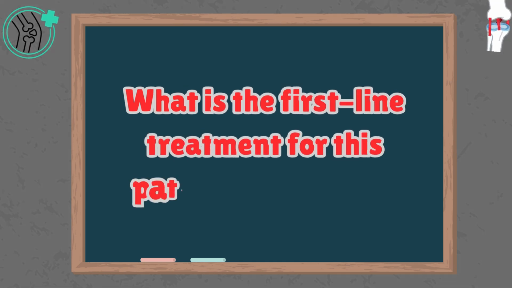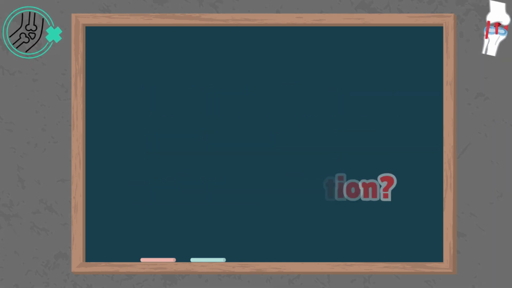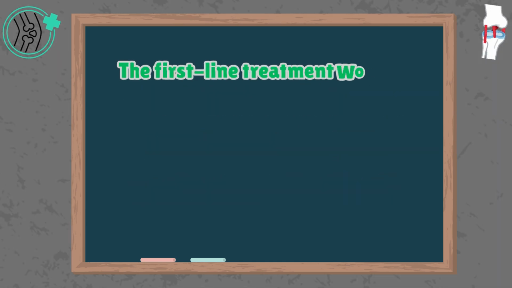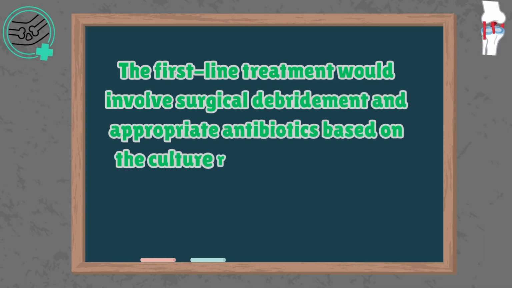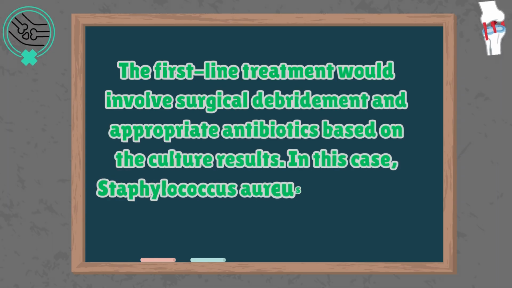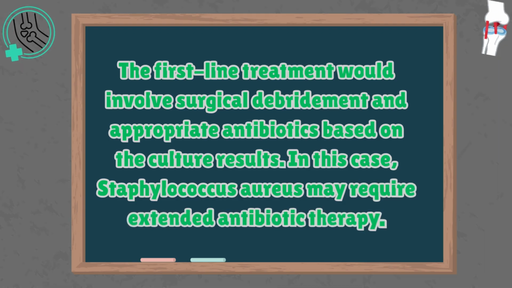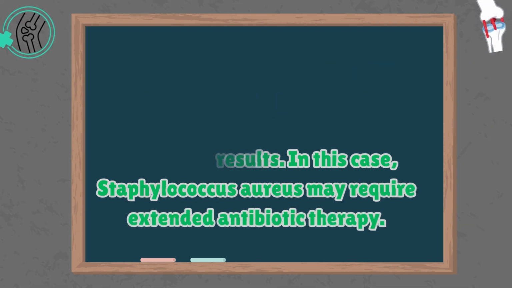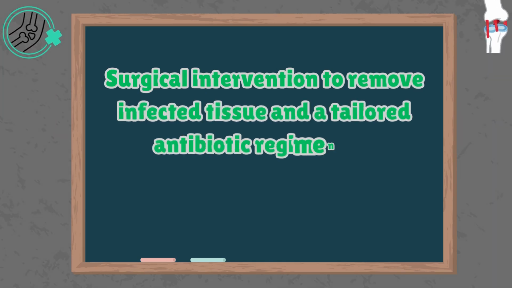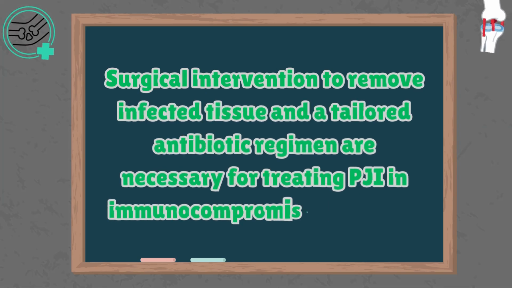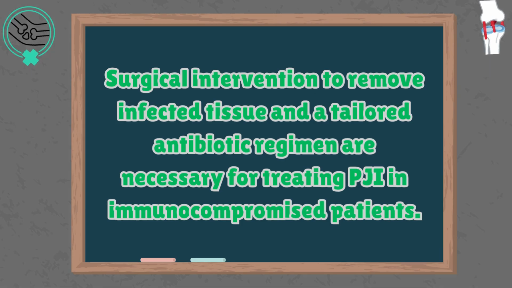What is the first-line treatment for this patient's infection? The answer is, the first-line treatment would involve surgical debridement and appropriate antibiotics based on the culture results. In this case, Staphylococcus aureus may require extended antibiotic therapy. Surgical intervention to remove infected tissue and a tailored antibiotic regimen are necessary for treating PJI in immunocompromised patients.